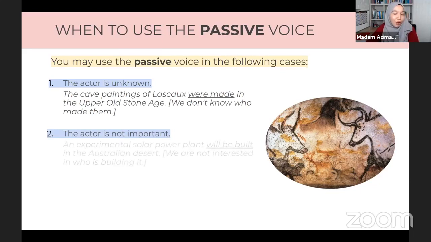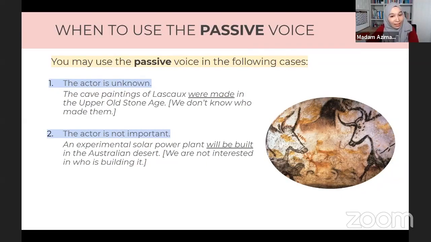We can use the passive voice when the actor is not important. For example, an experimental solar power plant will be built in the Australian desert. Will be built, that's the passive form here. Be built, will be built. And because we are not interested in who is building it, I'm not going to say by. An experimental solar power plant will be built in the Australian desert by people. No need. Okay.